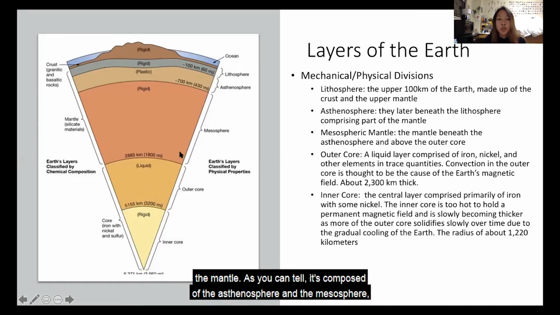So we're going to jump straight into the mantle. As you can tell, it's composed of the asthenosphere and the mesosphere. And how we distinguish these two is by their physical properties. While the mesosphere is rigid, hard material, the asthenosphere is plastic and it moves around easier. And then the lithosphere is composed of the rigid crust on top.